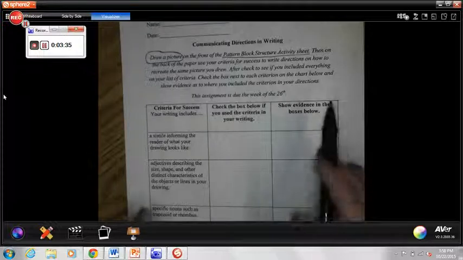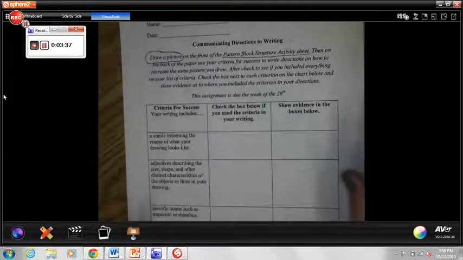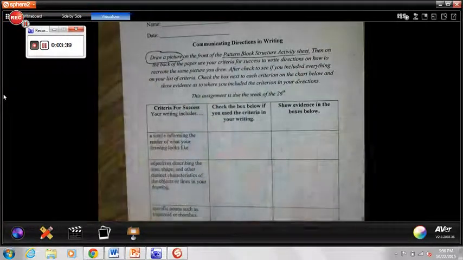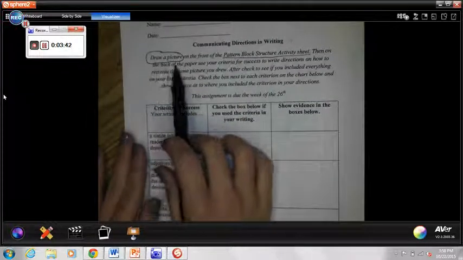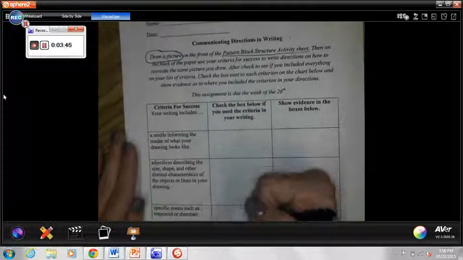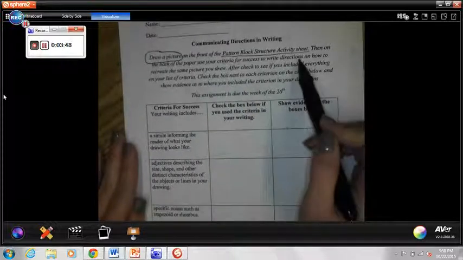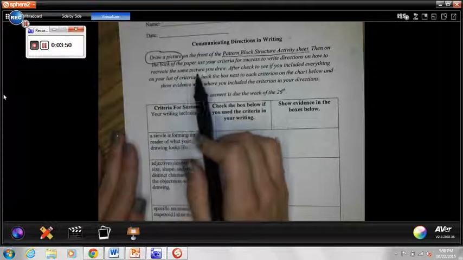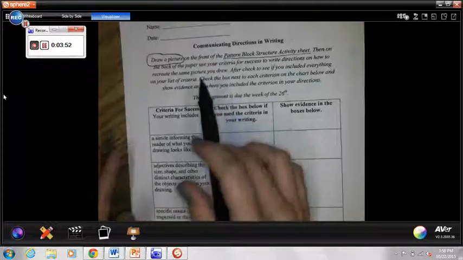Then you're going to turn your paper over, or use a separate piece of paper. They can be side by side, that's fine. And on the back, you're going to use your criteria for success. So we came up with the criteria for success in class. And you're going to write your directions on how to recreate the same picture you drew. And I want it to look almost identical.